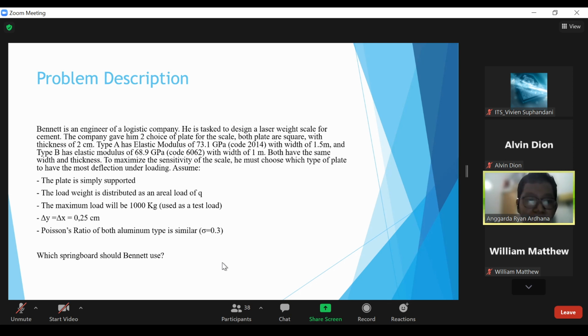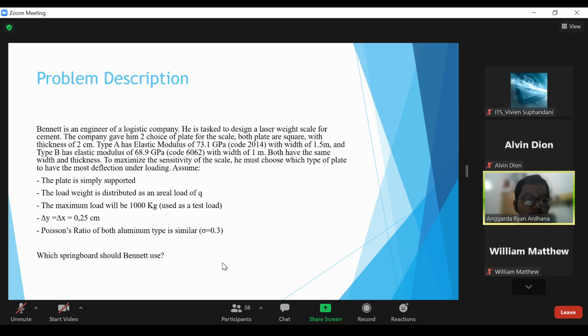Both of the aluminum plates are square. And to maximize the sensitivity of the scale, he must choose which type of plate has the most deflection under loading. And we assume that the plate is simply supported. The load weight is distributed as an areal load of Q. The maximum load will be 1,000 kilogram. That will be the load that we will use.